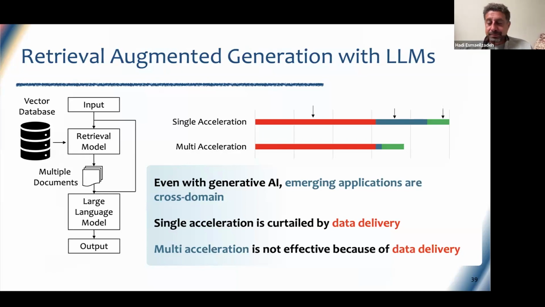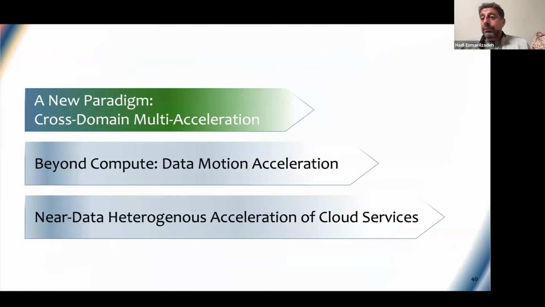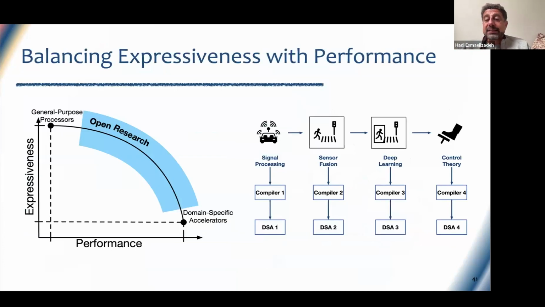So what I'm advocating now is a new paradigm, which is cross-domain multi-acceleration. When we started this talk, we were talking about general purpose processors, which was building one hardware to do everything. Then we switched to domain specific architectures, and I went over some of the designs we have done, which is designing one individual accelerator for each individual algorithmic domain that we are looking at.